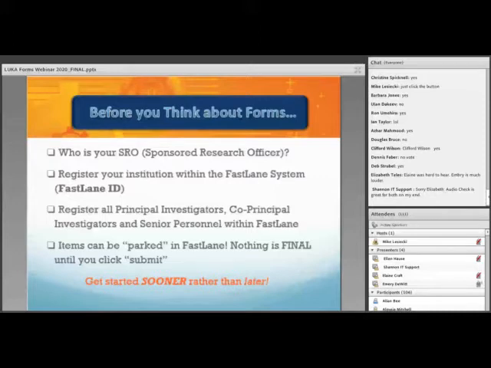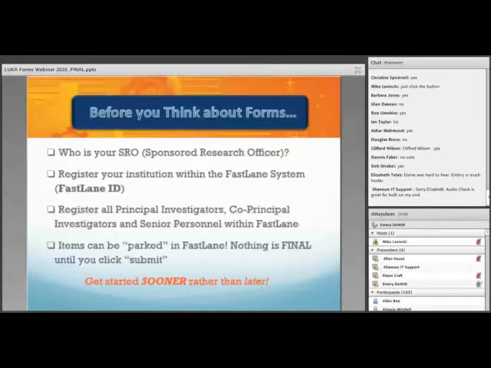Even before you think about starting on forms in FastLane, meet as a team to discuss the following. Decide on one person to handle information input in FastLane. The principal investigator and authorized organizational representative, or AOR, should cross-check and sign off on completeness before submission. Register your institution with FastLane and get your FastLane ID. Note that your FastLane ID is the same ID you use to access research.gov. You will go back and forth between these two NSF systems while uploading and submitting your proposal.